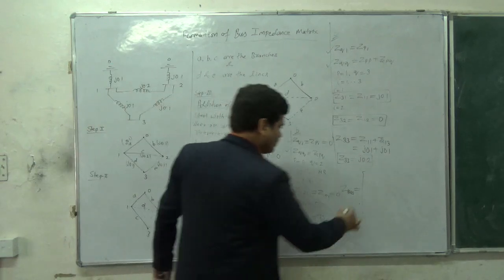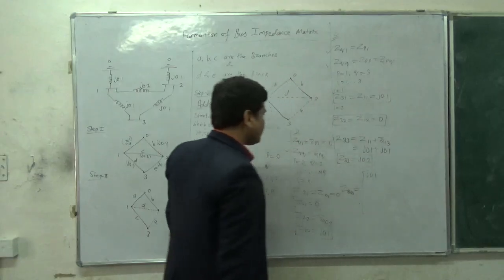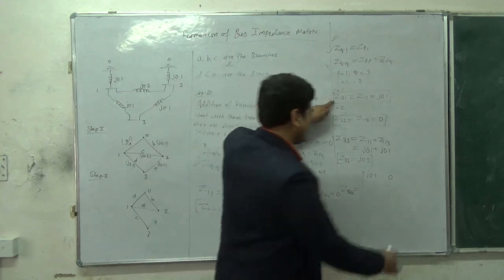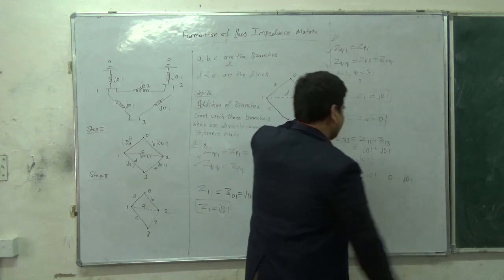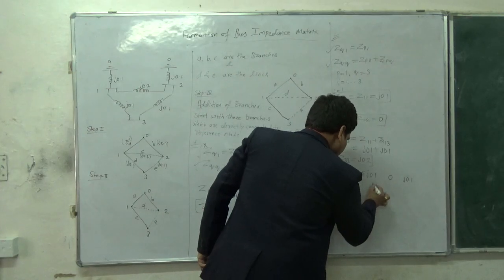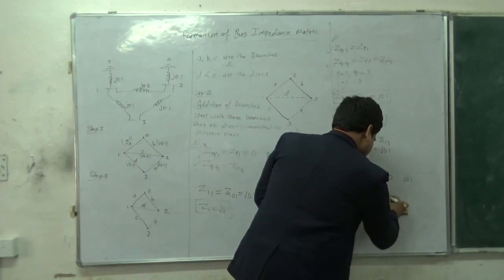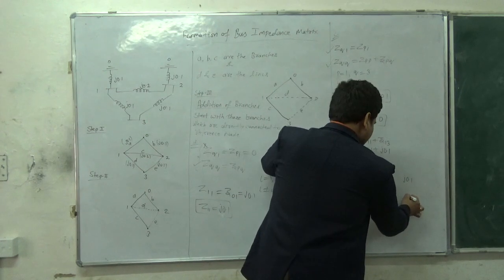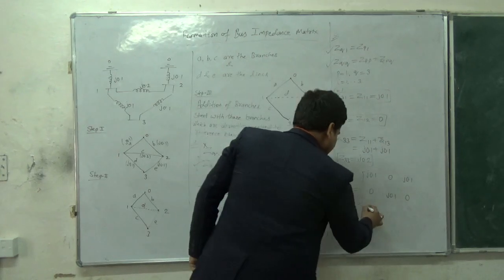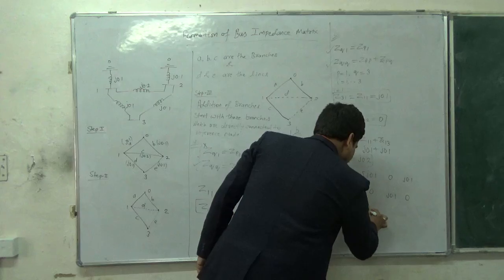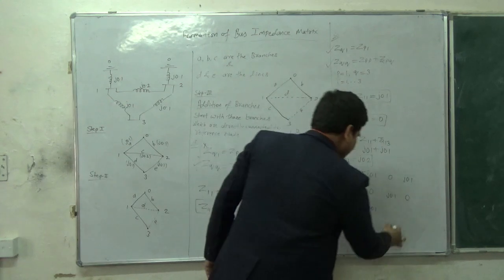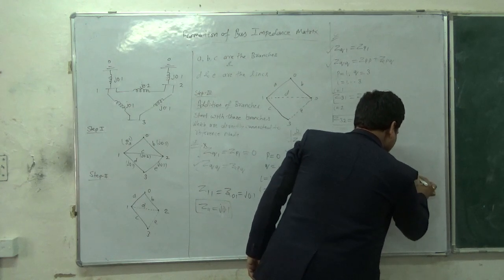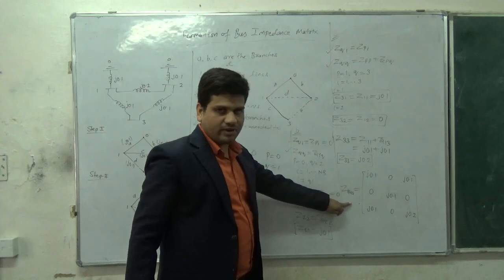Z11 is j0.1, Z12 is 0, Z13 is 0, Z21 is 0, Z22 is j0.1, Z23 is 0, Z31 is 0, Z32 is 0 and Z33 is j0.2. This is the Z bus I have up to now.